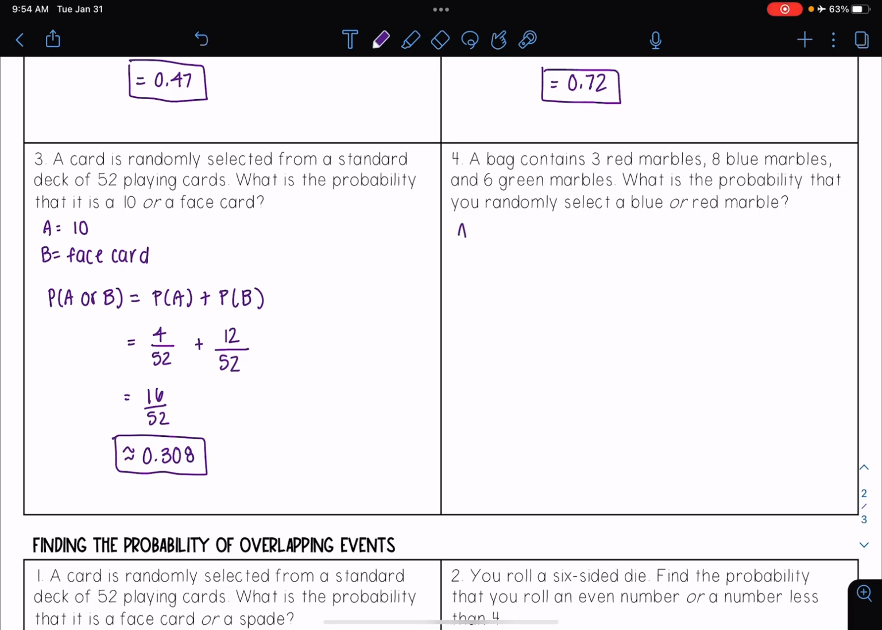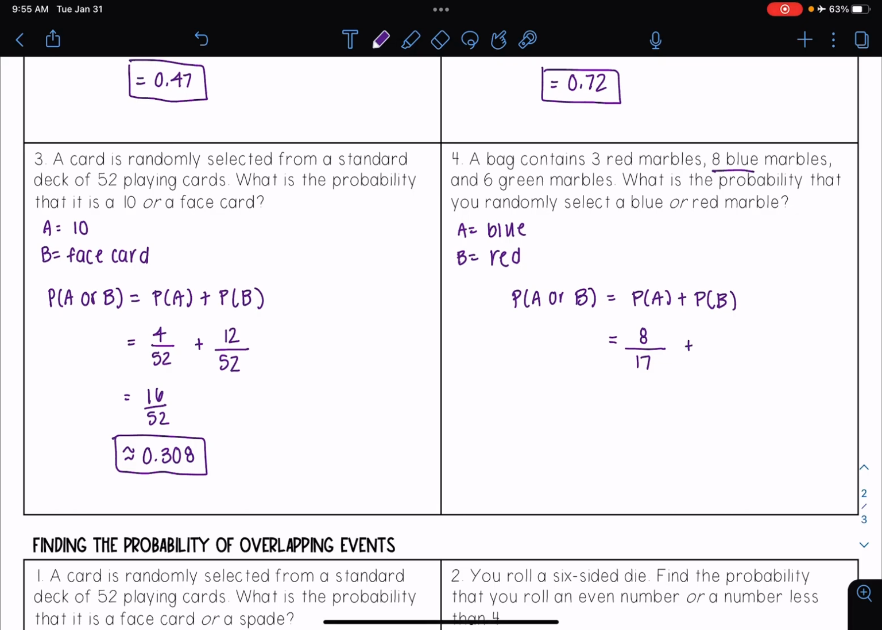And so I'm going to have event A be selecting blue, and event B equals selecting red. So that means that probability of A or B is equal to the probability of A plus probability of B. So I need to figure out the different probabilities for drawing these. Well, I see for blue, there are a total of 8 blue marbles. And I need to divide that by the total number of marbles. Well, the total number of marbles are 3 plus 8, which is 11, plus 6, which is 17.